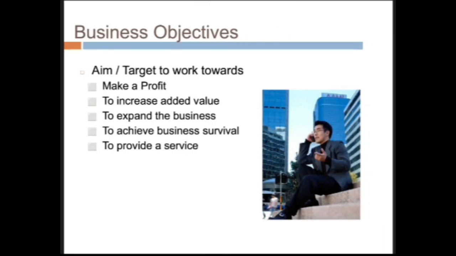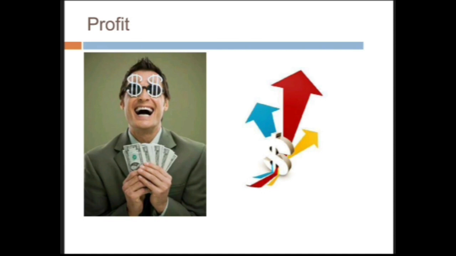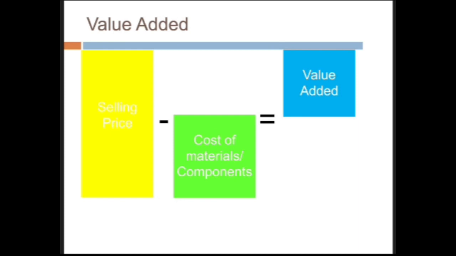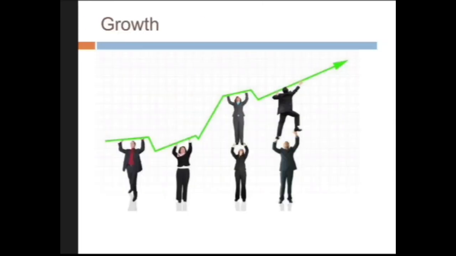So we go for the business objectives, aim and target. Make a profit to increase added value. That's necessary. Why make a profit? To increase added value, to expand the business, to achieve business survival, to provide services. Every business wants to earn a profit, which is necessary. Added value, for example: the cost of manufacturing components plus added value is the selling price.